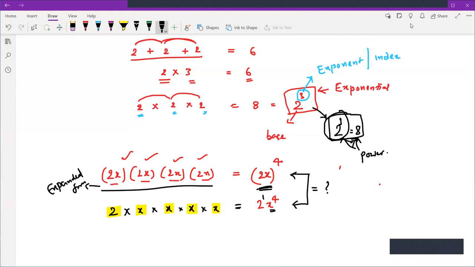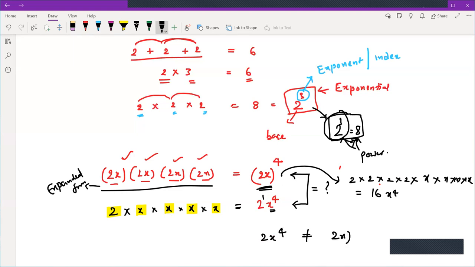So (2x) power 4 means this also can be expressed as 2x into 2x into 2x into 2x, or 2 into 2 into 2 into 2 into x into x into x into x. So the result is 2 power 4, 16, into x to the power of 4. So (2x) power 4 is not equal to 2x to the power of 4.